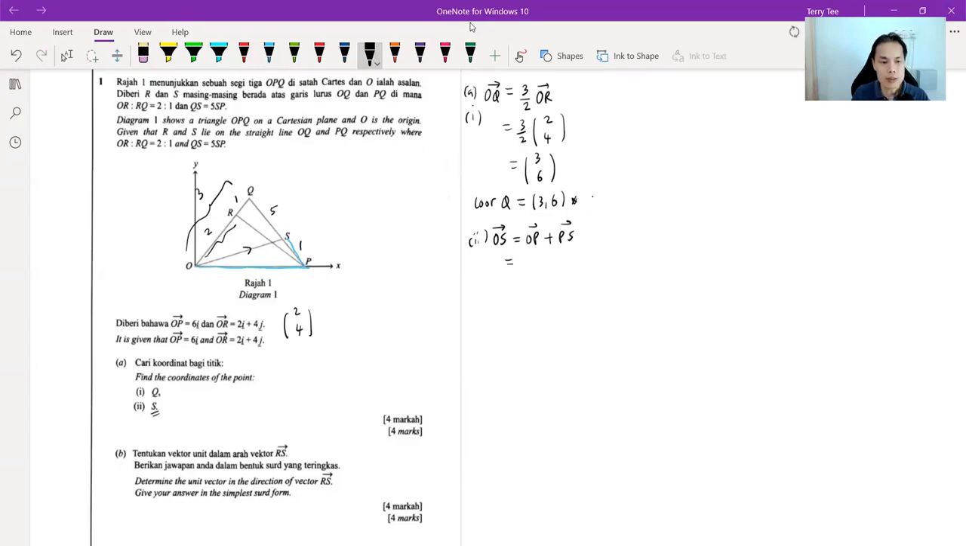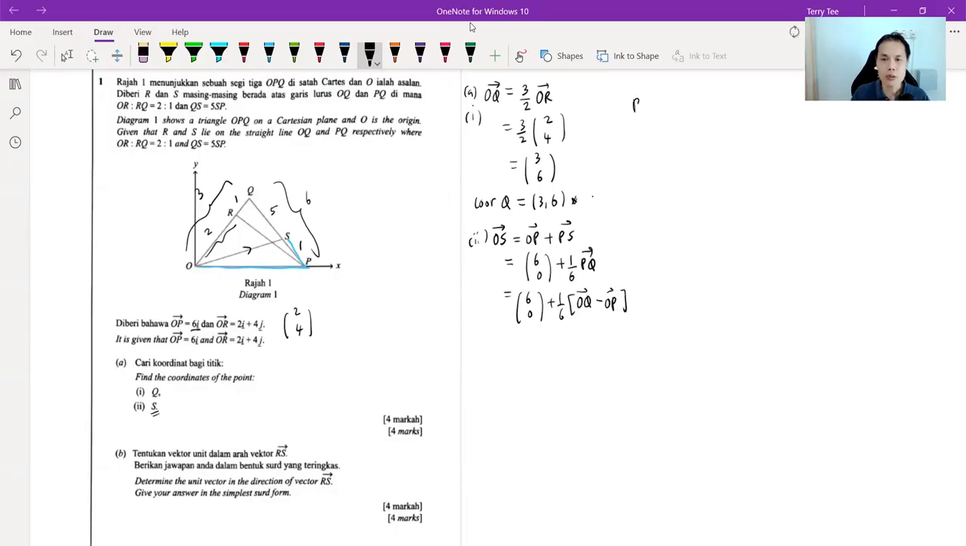So your OP, as we know, P is 6i here. In column vector, we write 6, 0. And PS is 1 over 6 of PQ. The whole thing is 6. PQ is 6, PS is 1. So we write 1 over 6 of PQ. And we know that PQ is quite easy to find. We can go P to O, O to Q. Now, personally, I like to use OQ minus OP.